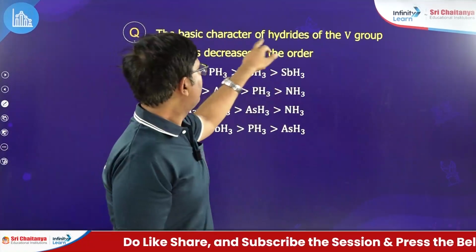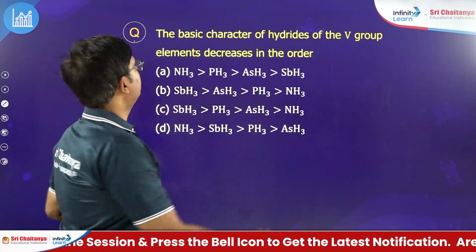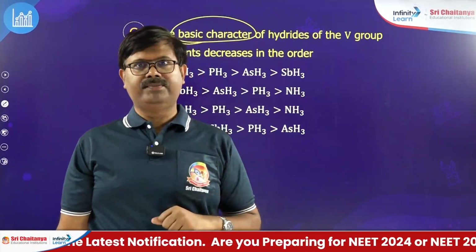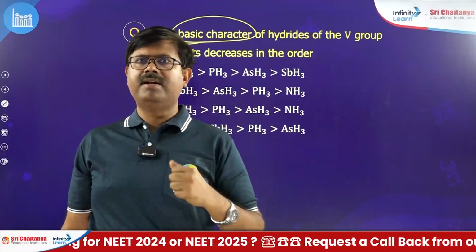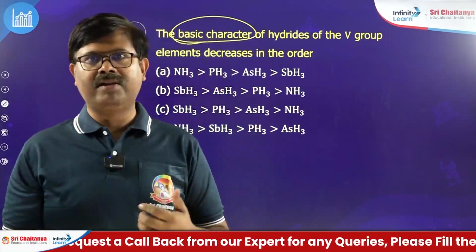The basic character of hydrides of the fifth group elements decreases in the order. See, basic character we have to see. And NH3. All these elements have a lone pair on the central atom, so they can act as a donor and therefore act as bases. They are asking which is the better one, which is the weaker one.